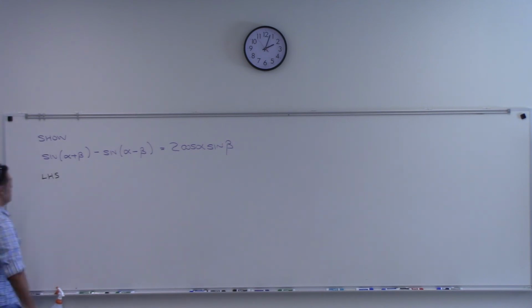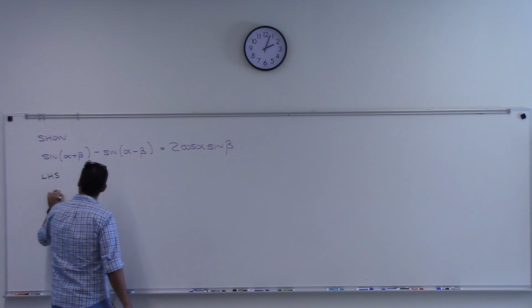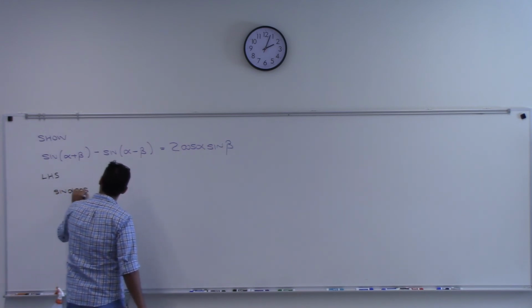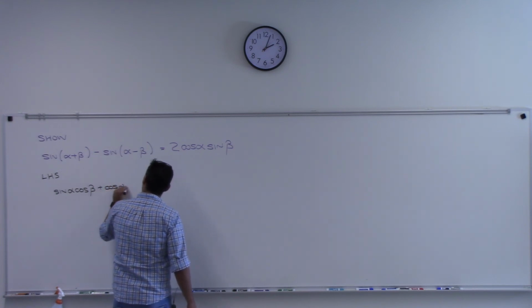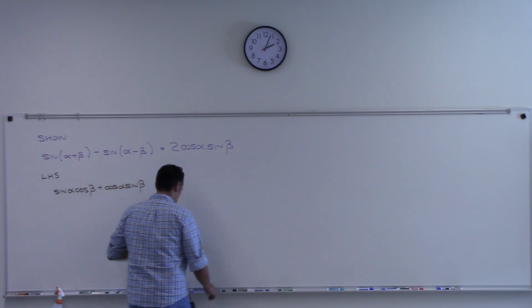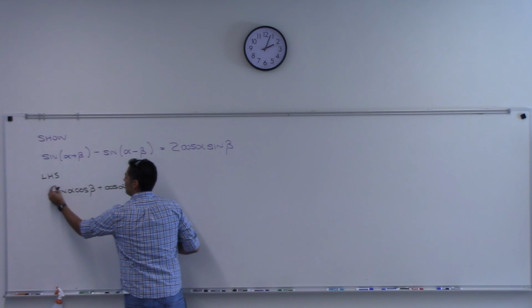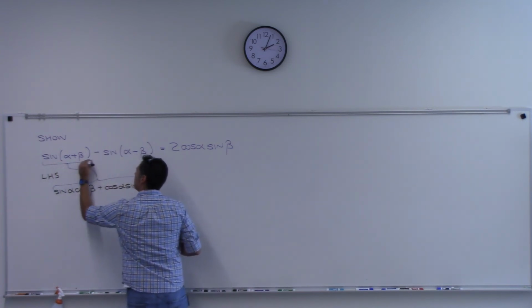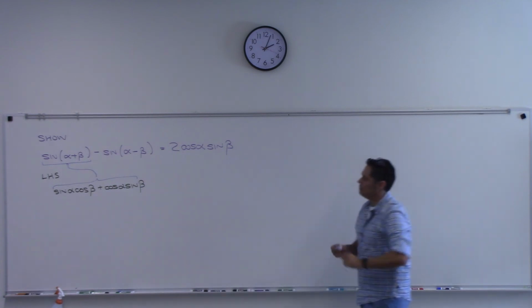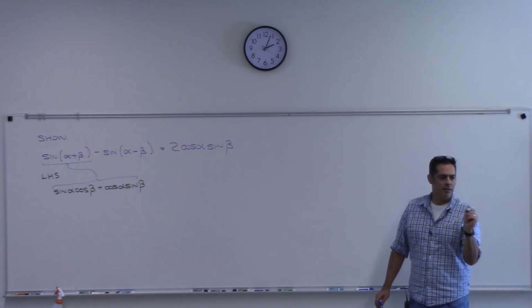All right, start with the left-hand side, right? So I'm going to rewrite this using the formula. That becomes sine alpha cosine beta plus cosine alpha sine beta. All right, and just so we're clear, this is that. Then I have minus.